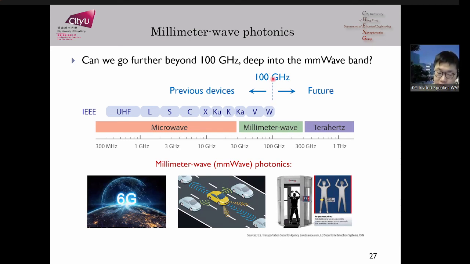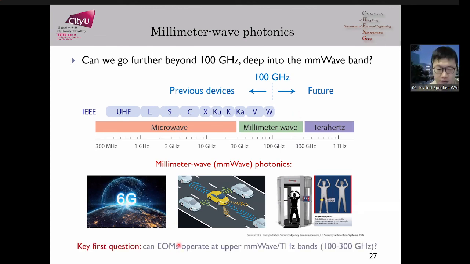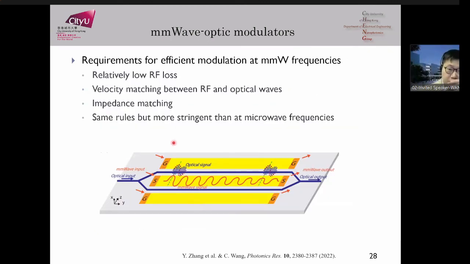But previously, as I showed you, our modulator only went up to 100 gigahertz, right? So one question we've been asking ourselves is, can our modulator go up to 300 gigahertz and cover the entire millimeter wave band? So the key question is whether our modulator can go beyond 100 gigahertz. We started to look into the requirements for a millimeter wave optical modulator, and actually the requirements are the same. You need low RF loss, you need velocity matching, you need impedance matching. So same rules, but everything is more stringent because of the smaller wavelengths, right?